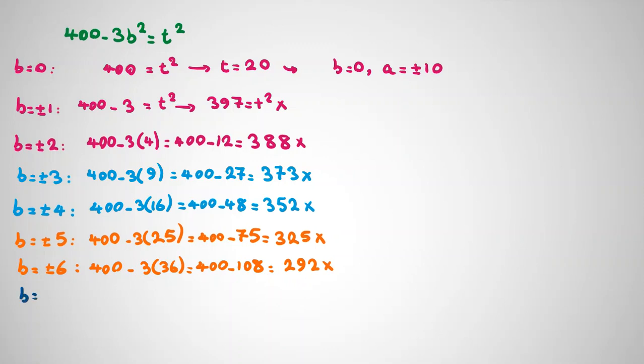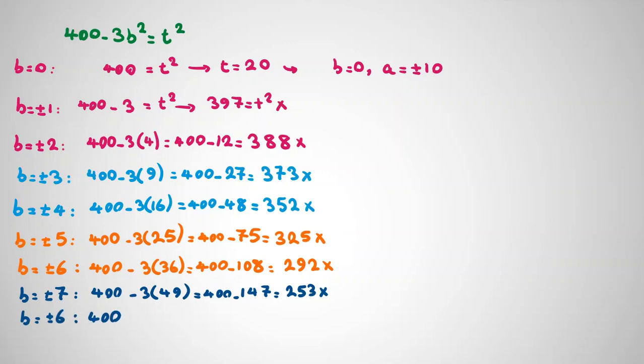Next step, we consider b equal to plus minus 7. It will be 400 minus 3 times 49, which is 400 minus 147, and it will be 253. Again, it's not a perfect square. Now, if you check b equal to plus minus 8: 400 minus 3 times 64 equals 400 minus 192, which will be 208. It's not a perfect square.